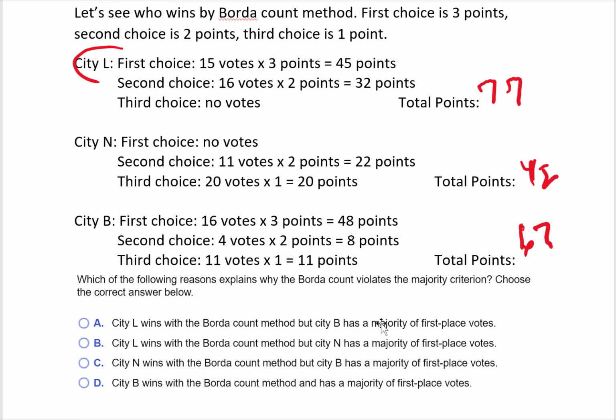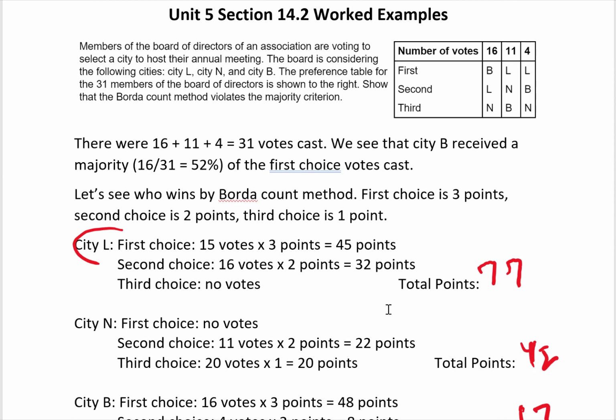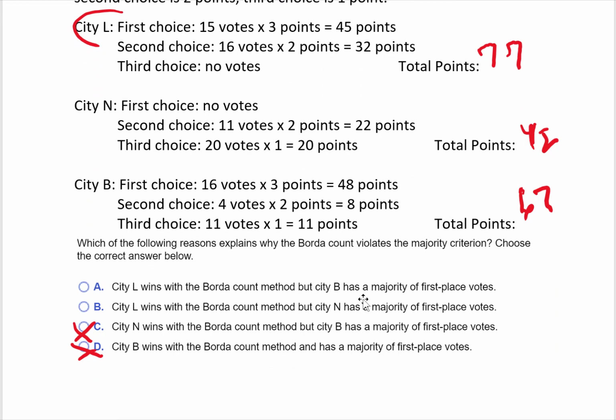Which of the following reasons explains why the Borda Count method violates the majority criterion? Choose the correct answer below. So we can eliminate choices C and D because they don't have the correct winner by Borda Count. We just showed that City L would win, but City B at the beginning had the majority of the vote, so the correct answer here is going to be answer A.